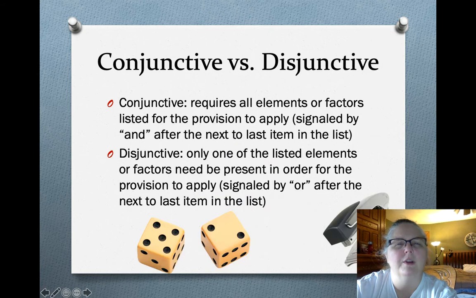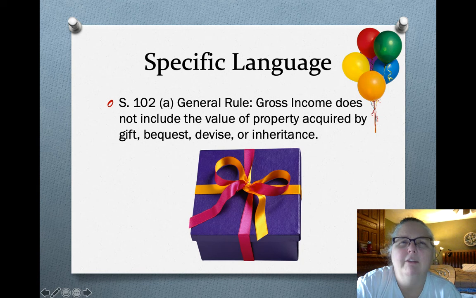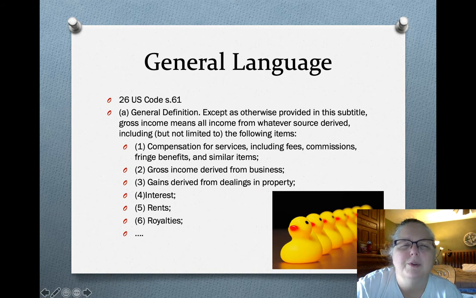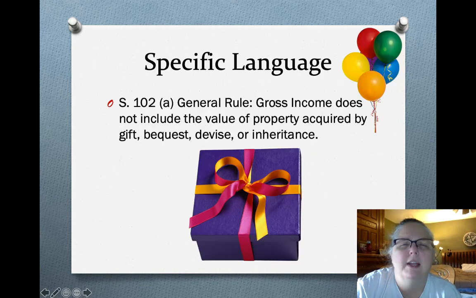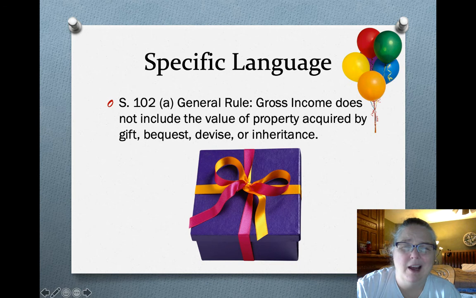If you were to think about it as specific language, does specific overrule general? I'm sitting here and I'm thinking, when I get a gift from somebody, is it income? We have a section that says all income, whatever source derived, and then we have one saying it does not include the value of property acquired by gift. If you had to think about this, I'm pretty sure you came up with the right answer, that a specific provision trumps the language of a general provision, which means that in a given situation, it will be what rules.